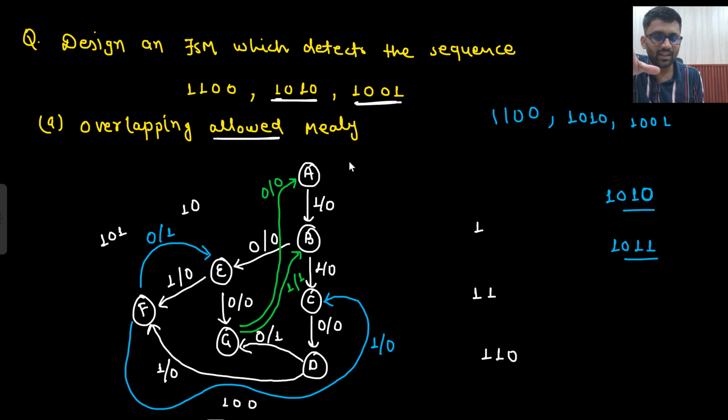In the examination it is very rare that they will ask you this particular diagram. What they can ask is: design an FSM which will detect these 3 sequences, which are 1100, 1010, 1001. How many flip-flops will you require? How many states are there? 1, 2, 3, 4, 5, 6, 7. 7 states are there. That means you require 3 flip-flops. That would be your answer. Okay, so here I am going to write it.